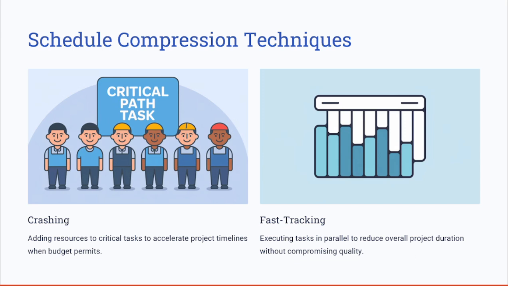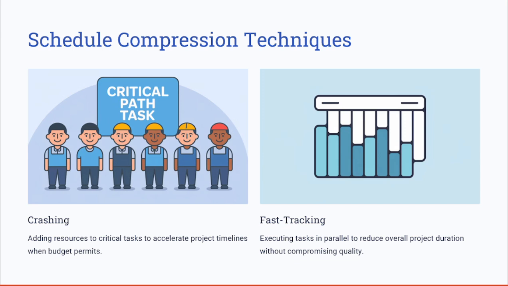Again, we are back to the schedule compression techniques. We talked about crashing and fast tracking. Crashing here means adding more resources to the critical tasks to shorten the schedule, and now how we can use it and when to use it.